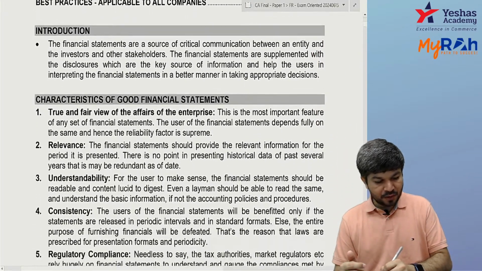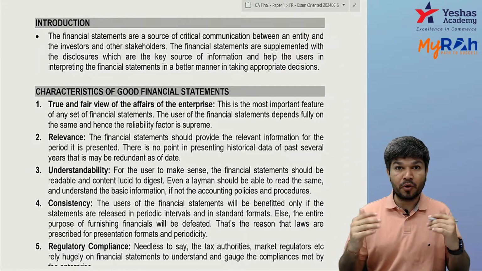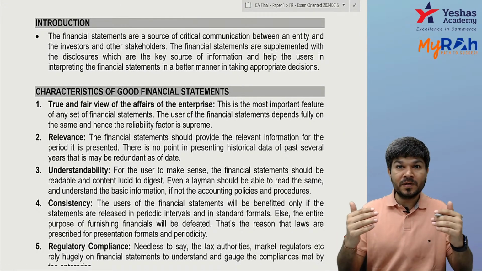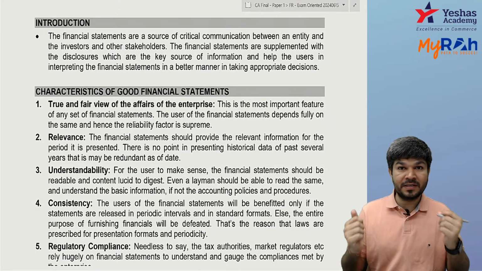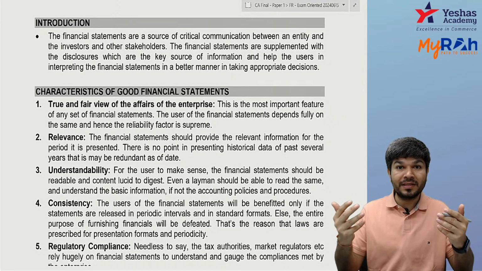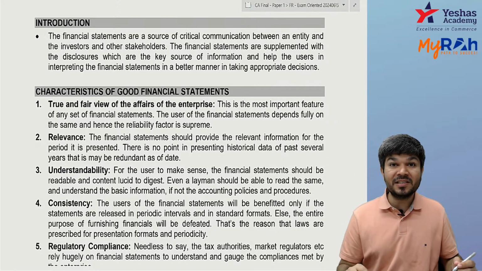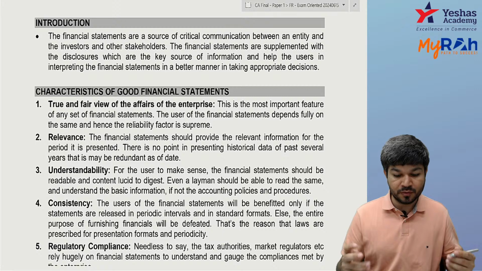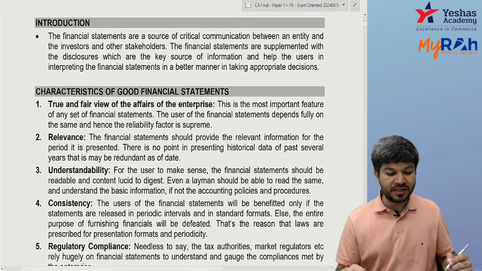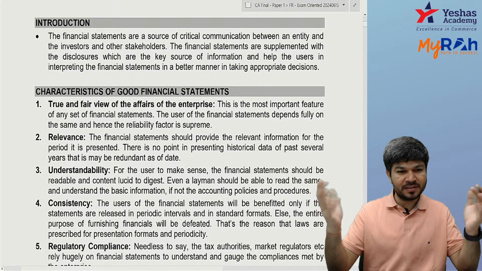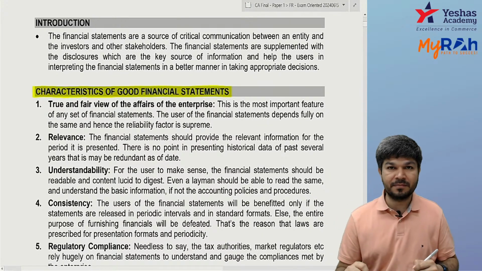Okay, so check out, first of all, they have given that if at all the financials are prepared properly, it helps the users in making proper decisions. But if financials are not made properly, there will be trouble. The decisions taken will be wrong ones. That should not happen. The financial statements are a key source of communication to the users. So financial statements are a source of critical communication between entity, users, stakeholders. That's okay.